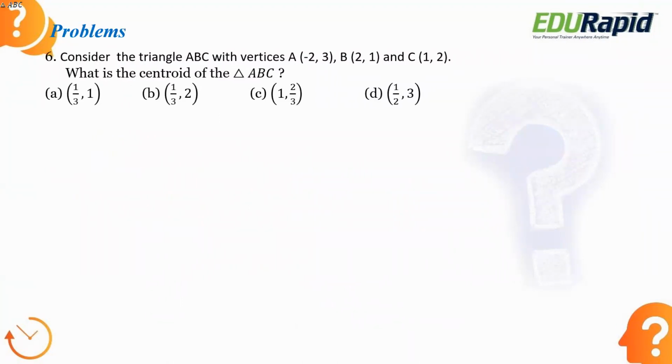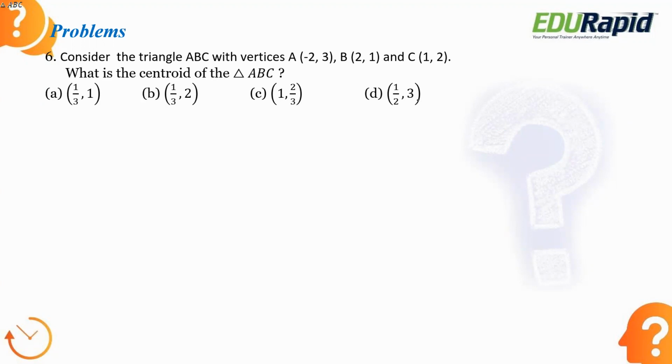It's the same question. In fact, you're asked to find the centroid of the triangle ABC with these points. So what do we do directly? X1 plus x2 plus x3, that is, this becomes 0, 1. So 1 divided by 3 comma, directly you can do it. 3 plus 1, 4 plus 2, 6 divided by 3 will give you 2. Is there this option? Yes. Option B is the right answer. So it's 1 by 3 comma 2.